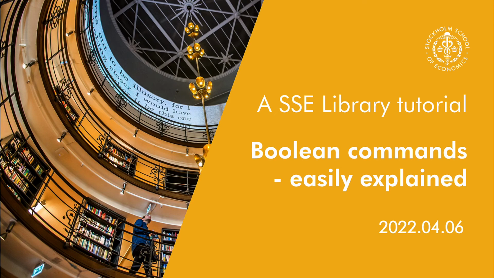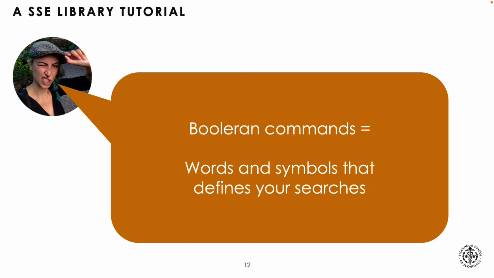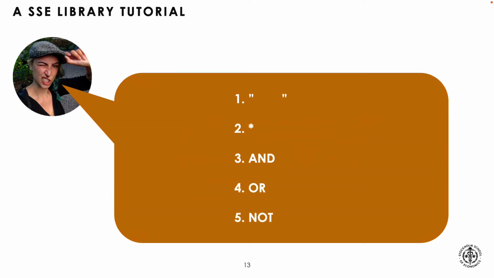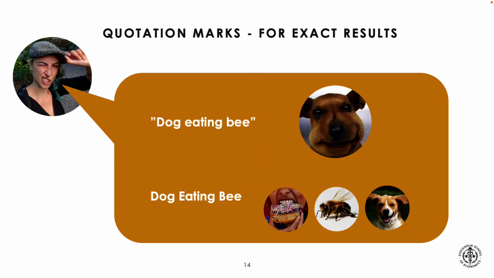In this tutorial, I'm gonna explain the 5 most used Boolean commands with examples. Boolean commands are basically words or symbols that define and specify your search in different ways. The most basic Boolean commands are these 5: quotation marks, truncation, AND, OR, as well as NOT. Let's take a closer look at them.